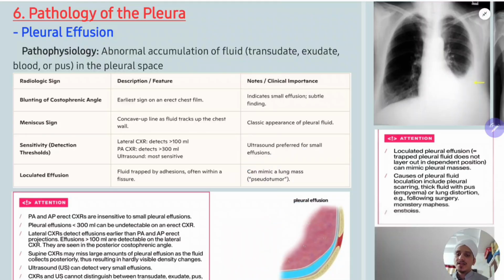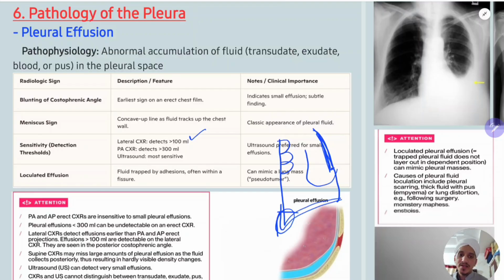Okay, sensitivity: what are the detection thresholds? In a lateral chest X-ray, the sensitivity is more than in the posterior anterior chest X-ray. In a lateral chest X-ray, at least 100 ml of fluid is required to see blunting. There you don't see the costophrenic angle, but you see blunting of the costophrenic recess. If this is the lateral chest X-ray, you see 2 recesses. This is the sternum, this is the heart, and these are the vertebrae. This is known as the costophrenic recess.